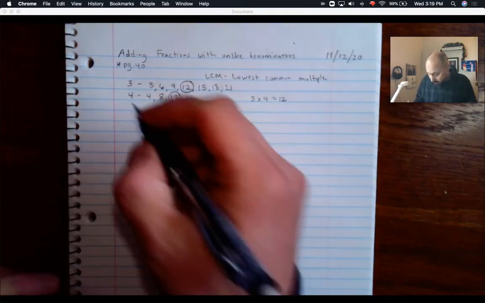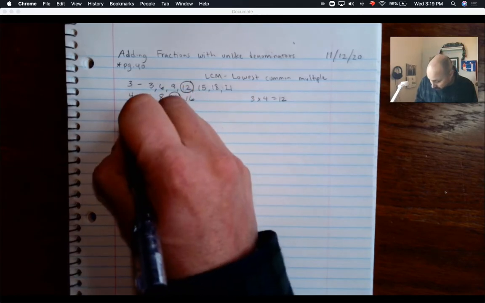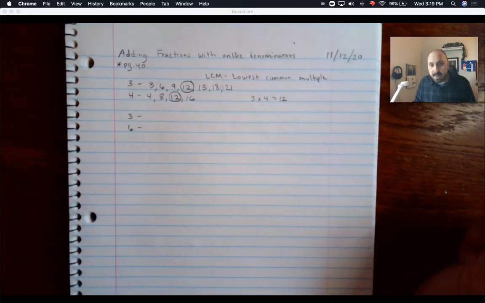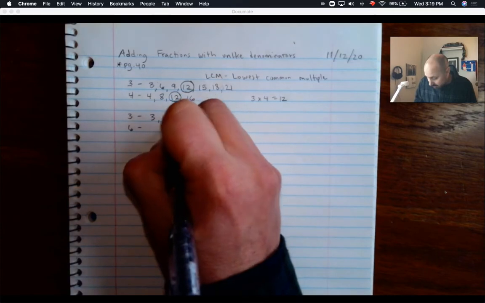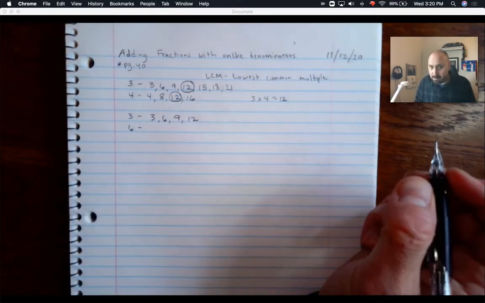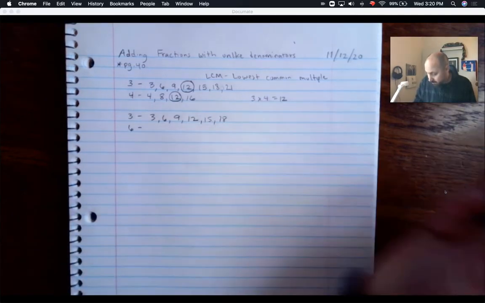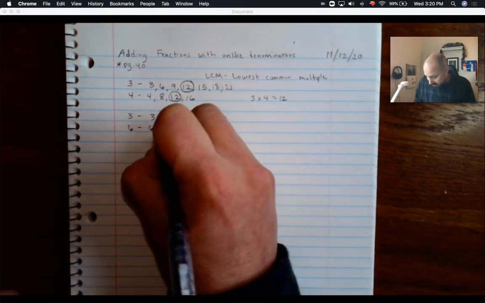All right, let's do another common multiple. Let's do, how about 3 and 6? So we're going to write the numbers 3 and 6 down. And let's start counting up. Let's do our multiples of 3. 3, 6, 9. Oh my gosh, I think I can stop here. Why? Well, let's go 15, 18. Now let's find our multiples of 6. 6, 9.